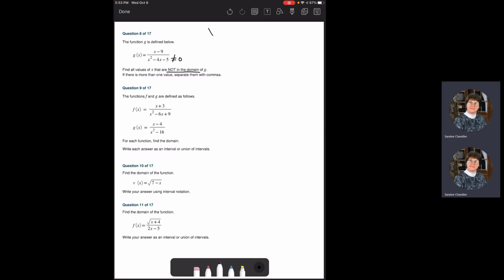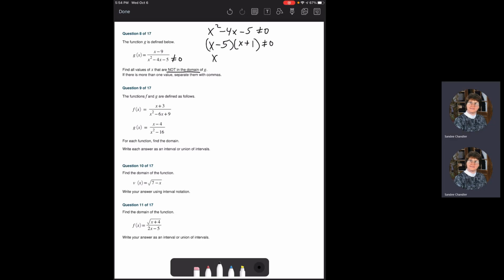So all we do is we set x squared minus 4x minus 5 not equal to 0. And we can factor this. Remember, we want the factors of 5 that subtract to 4. Well, 5 and 1 subtract to 4 and multiply to 5. Remember, factors mean multiplication. We want a minus 4. So it has to be a minus 5 and a plus 1.